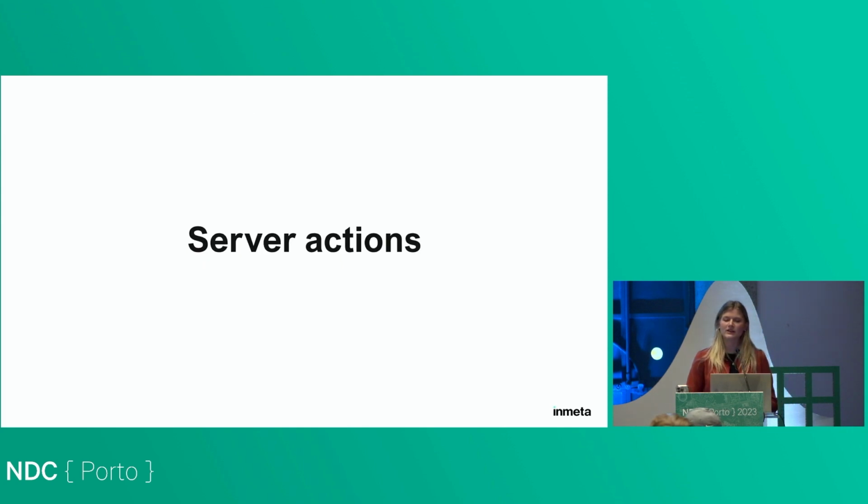What about data mutation? I mentioned that you can create API endpoints like in the Pages router, but let's skip that for now and look at something way better called server actions. They're not stable yet, they're moving towards stability, but they're going to be the preferred way to mutate data when they're stable. So I want to show you what they are.